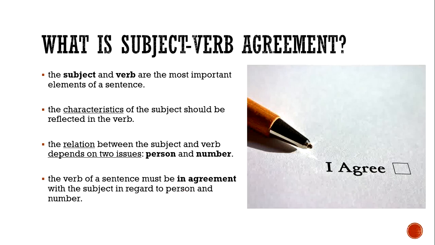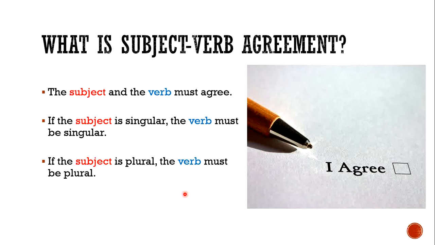If we try to understand it more, let us put it like this. If the subject is singular, the verb must be singular. If the subject is plural, the verb must be plural. This is the very basic rule of subject-verb agreement, and almost all of us know it. If I try to elaborate with an example, I think it will be more clear.